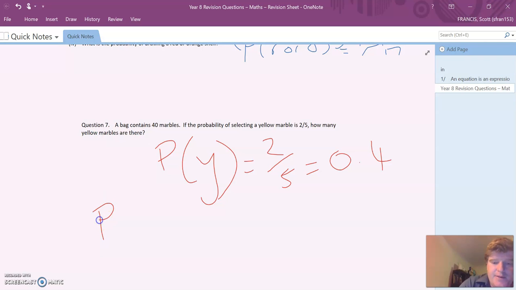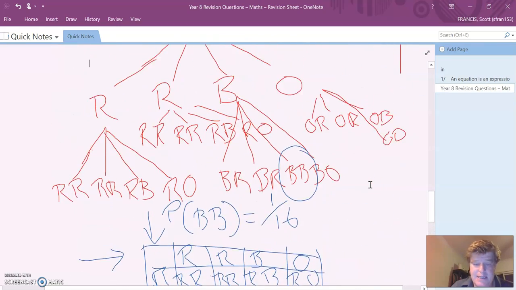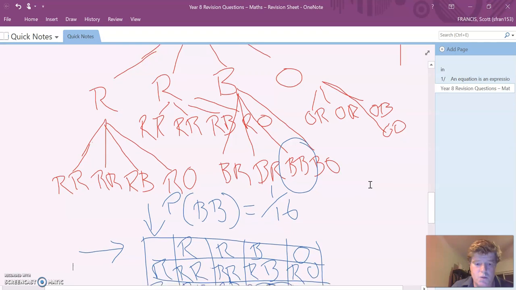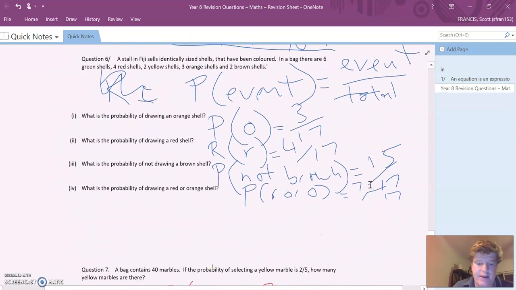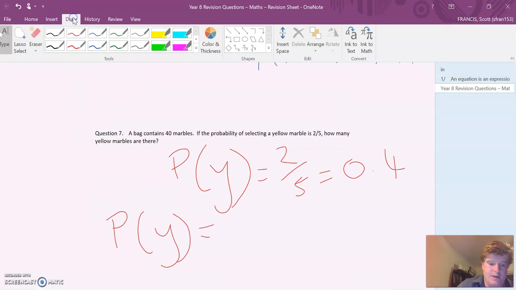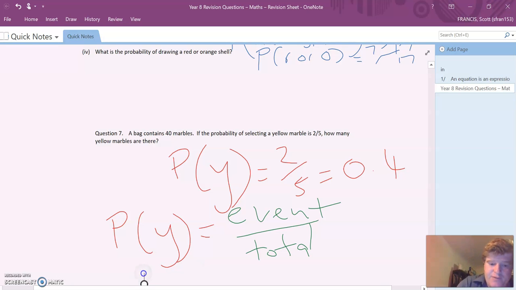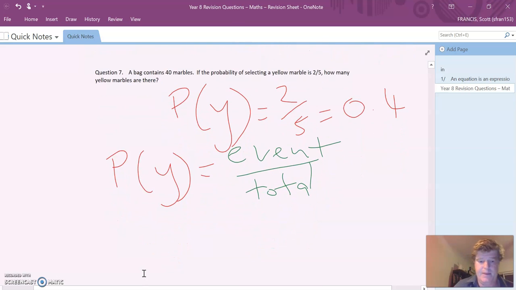So the probability of an event, in this case yellow, equals the number of times the event occurs divided by the total number of outcomes. Now we can start to put everything that we know into the rule here. The probability of yellow, we've said, is 0.4.